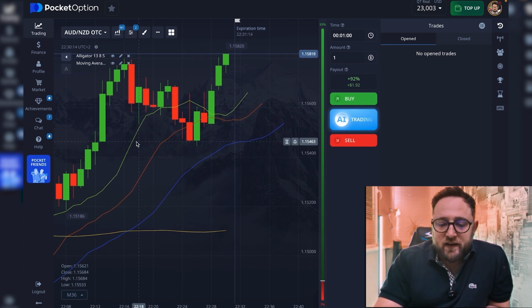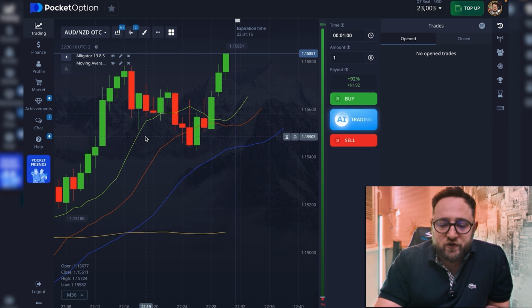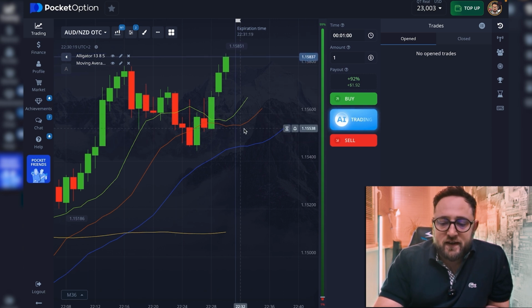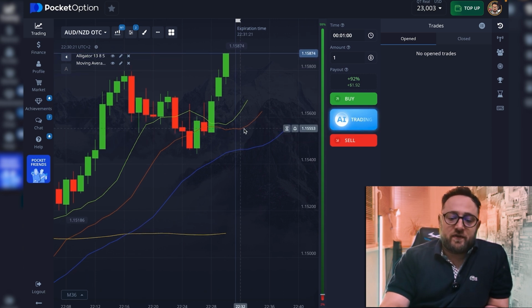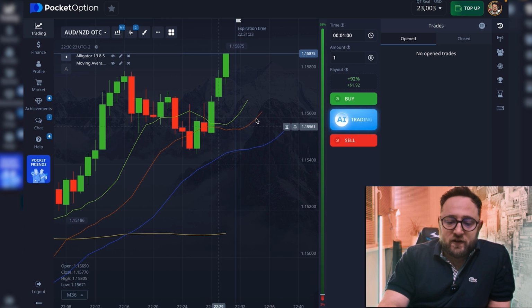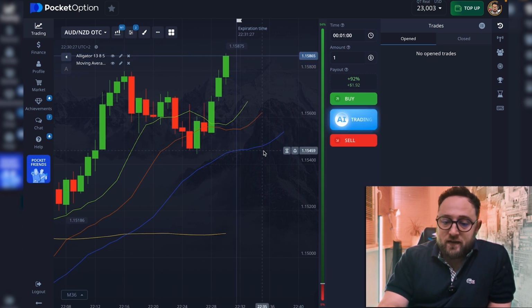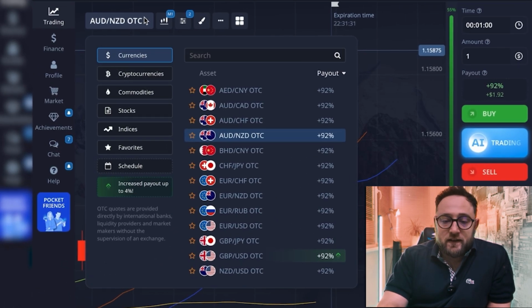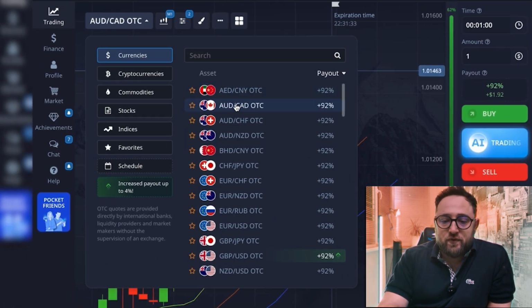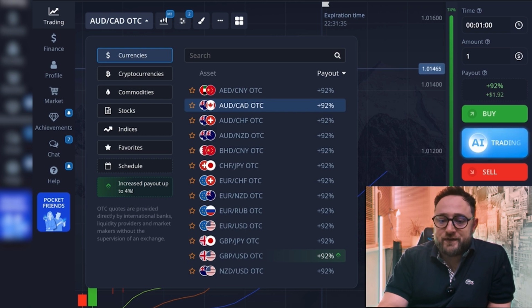Okay, at this point we're looking at 4 lines. There are 3 Alligator lines and the yellow moving average line, which works as a standard trend indicator. Together, they give us a clear picture of what's happening in the market. And now I will show you how to use it practically. Let's go find some good pairs for this.